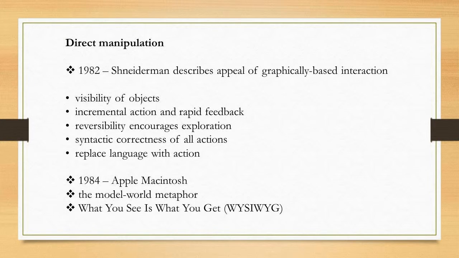Direct manipulation. 1982. Shneiderman describes appeal of graphically based interaction. Visibility of objects. Incremental action and rapid feedback. Reversibility encourages exploration. Syntactic correctness of all actions. Replace language with action.